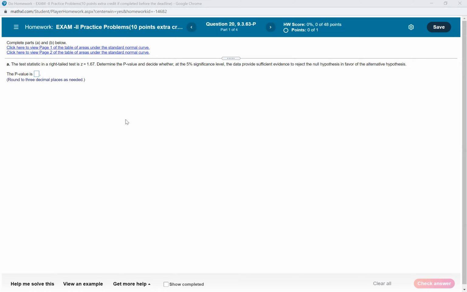Okay, so the test statistic in a right tail test is z equals 1.69. Determine the p-value and decide whether at the 5% level of significance the data provide sufficient evidence to reject the null hypothesis in favor of the alternative hypothesis. So that's when we have to find the p-value. And here the test is a right tail test.